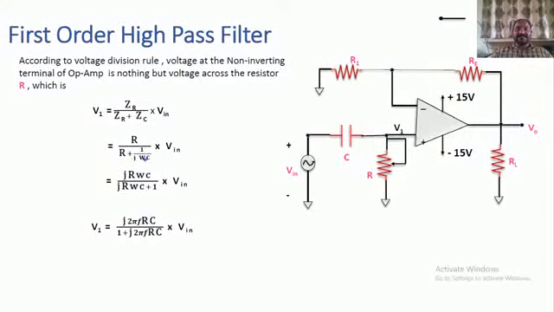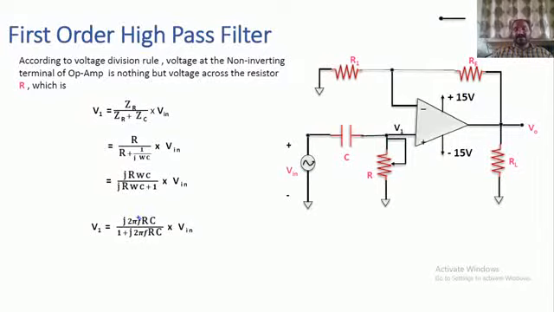Then after taking the LCM, you will get j omega c as a denominator, and j omega c goes to the numerator of this particular equation. That's why we are getting the equation as j omega RC by j omega RC plus 1 into Vin. As we know that omega is the angular frequency, we can replace it with the linear frequency, 2 pi f.